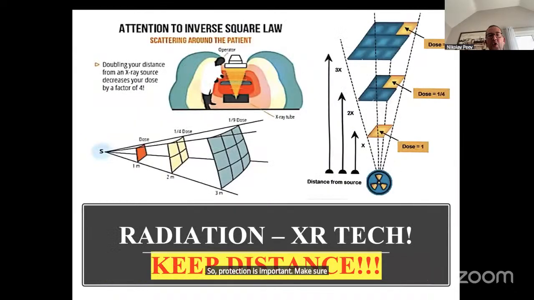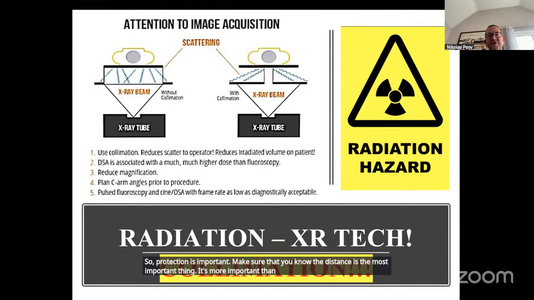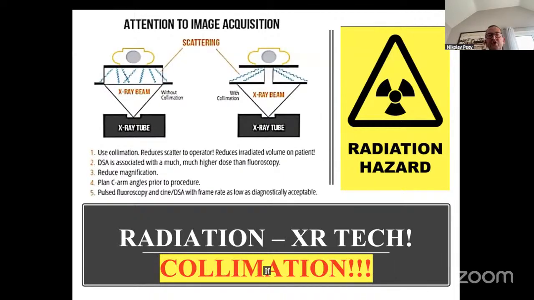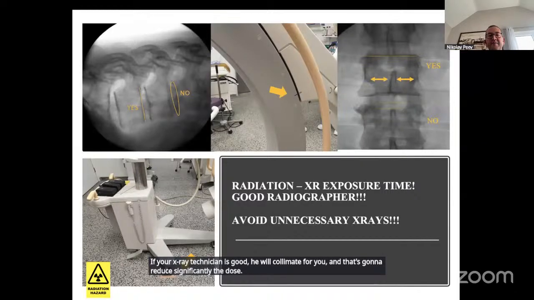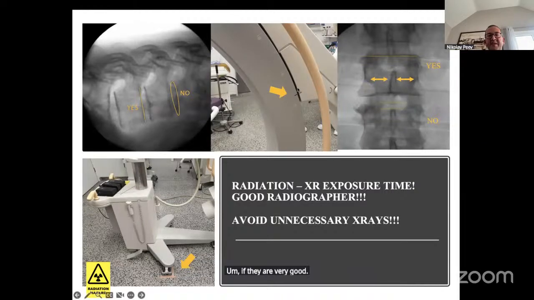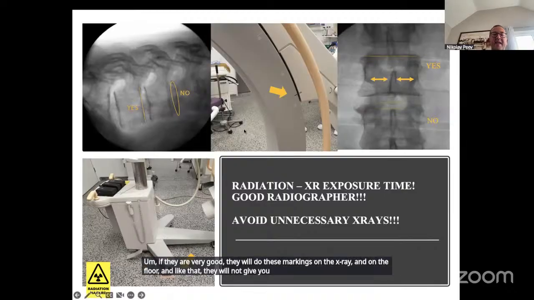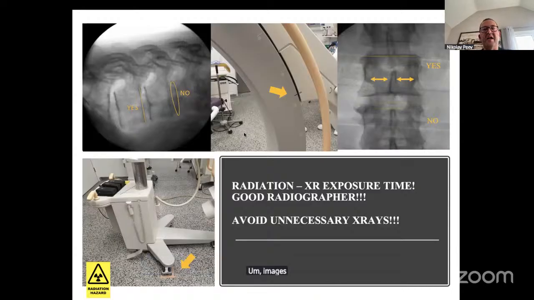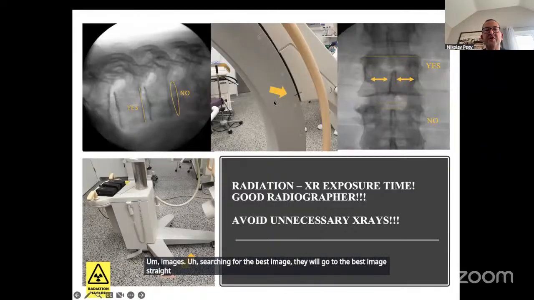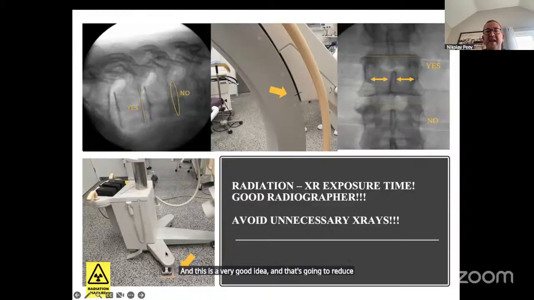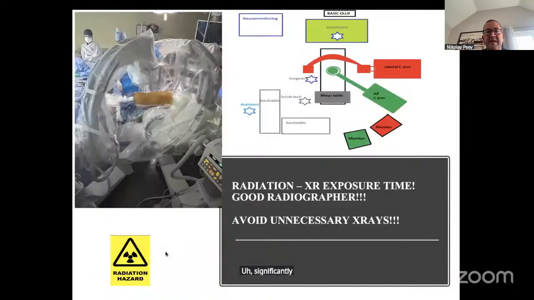Make sure that you know distance is the most important thing. It's more important than protective measures. If your X-ray technician is good, he will collimate for you, and that's going to reduce the dose significantly. If they're very good, they will make markings on the X-ray and on the floor, and like that, they will not give you these parasite images searching for the best image. They will go to the best image straight away when they're changing AP and lateral. This is a very good idea, and that's going to reduce your X-rays and your scatter significantly.